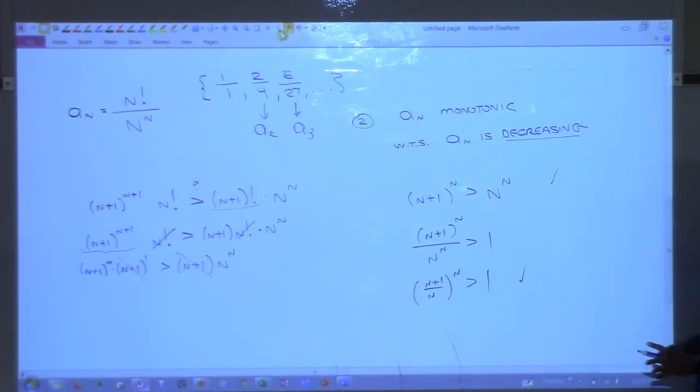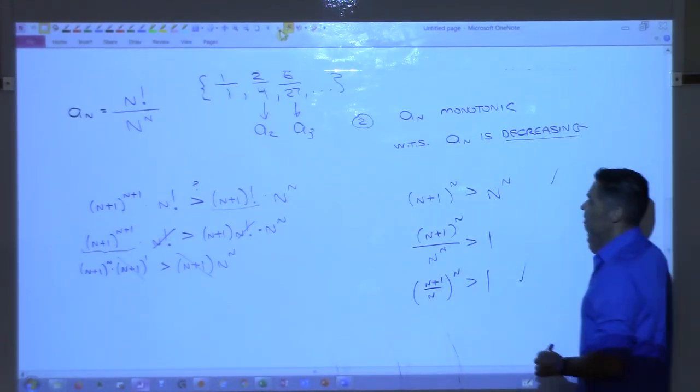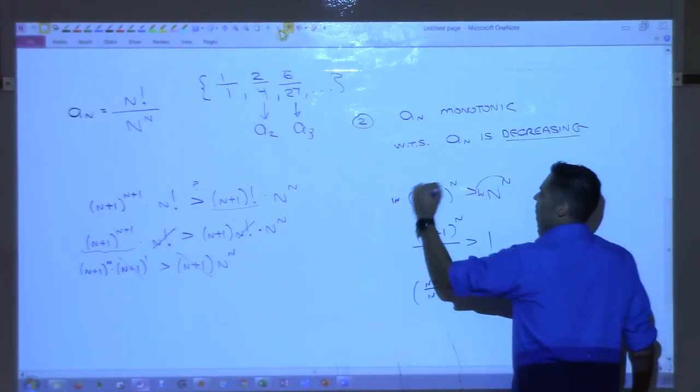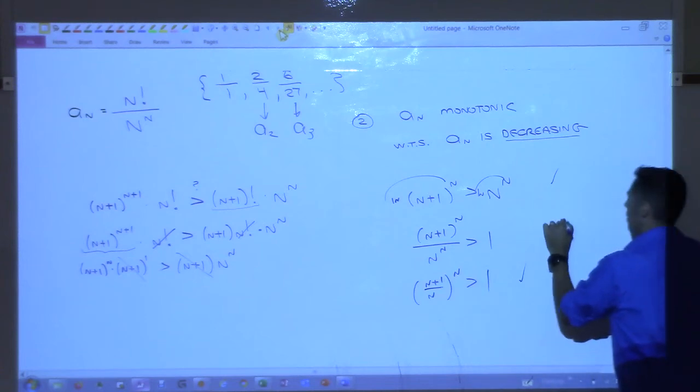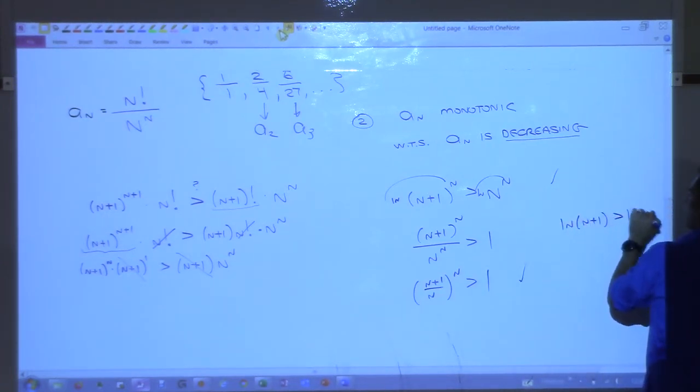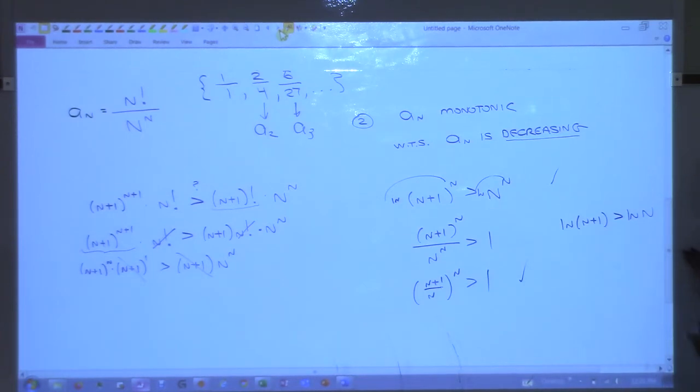Yes? Could you take the natural log? You could do natural log on both sides. If you do the natural log here and here, then the n's pop out, then you can divide through, and then you have this. Now this is true. Or log base n of both sides, yeah, you could do it. Can you get n plus 1 greater than n? Yeah.